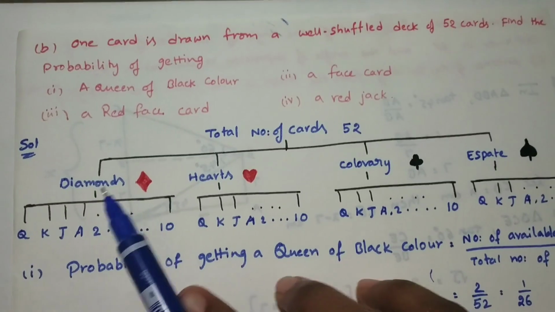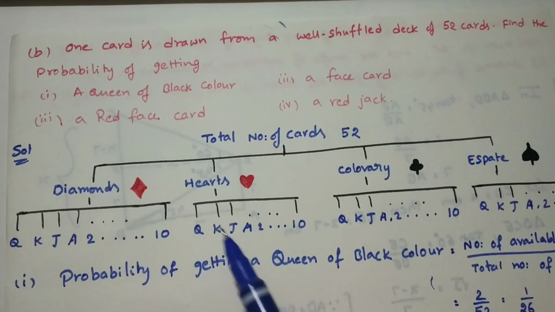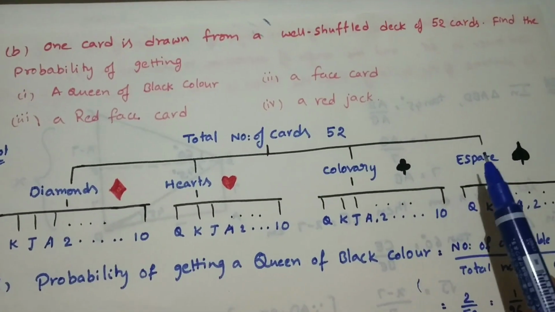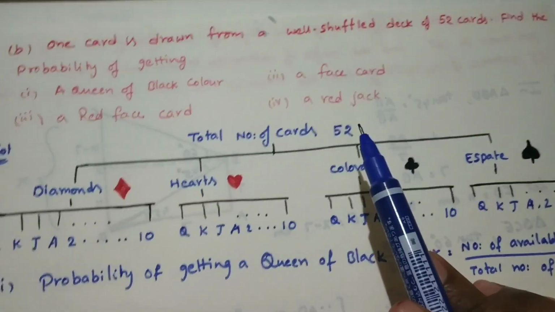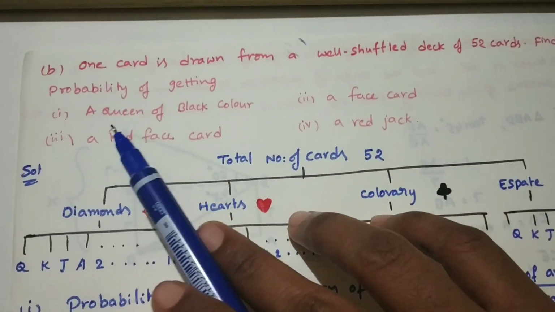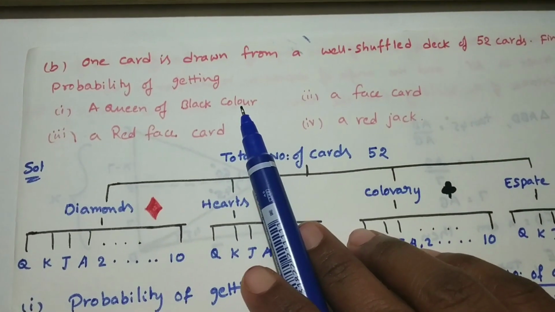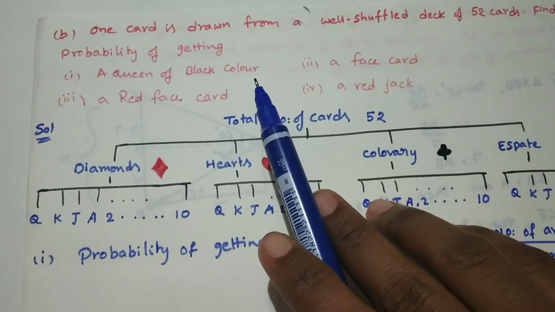This is the diamond group, 13 cards, same as here 13, here 13, here 13. The total number of cards is 52. Now come to the question: what is the probability of getting a queen of a black color?